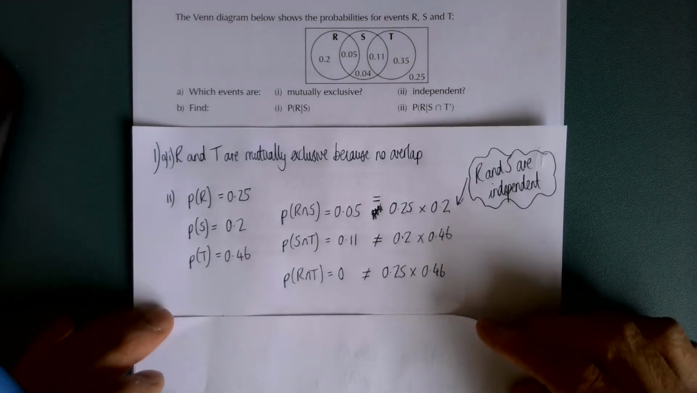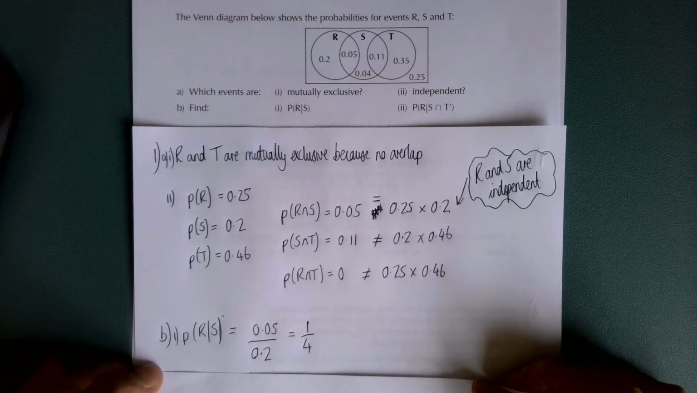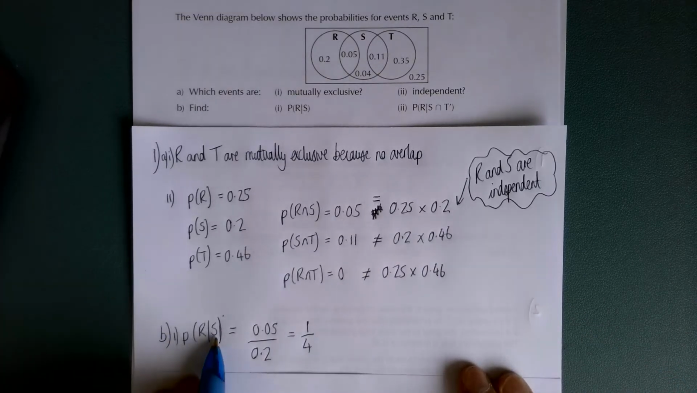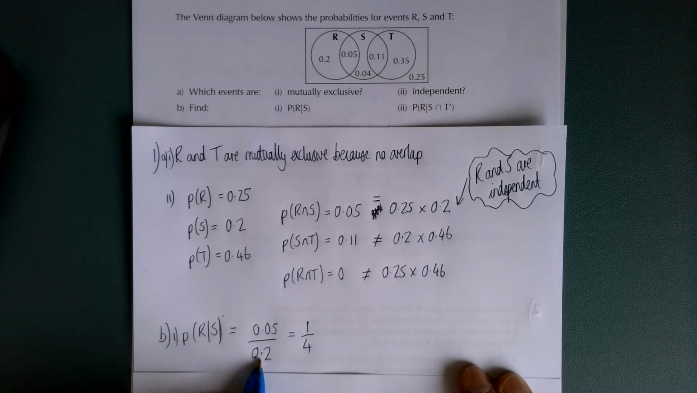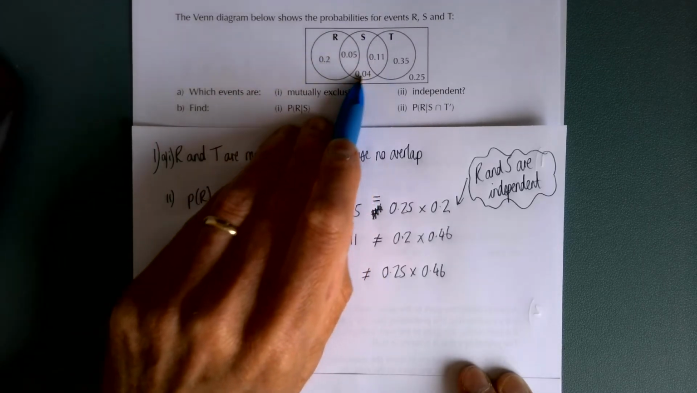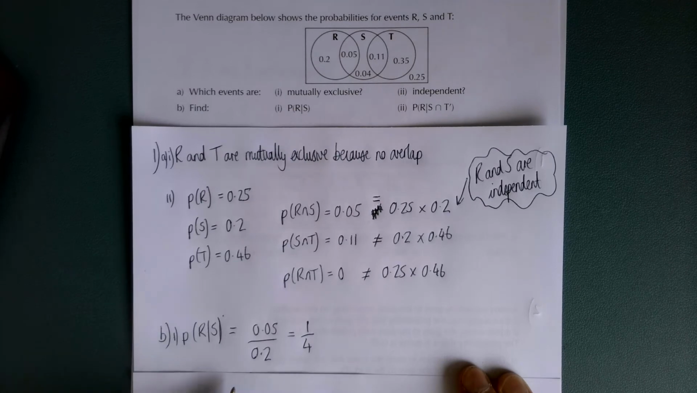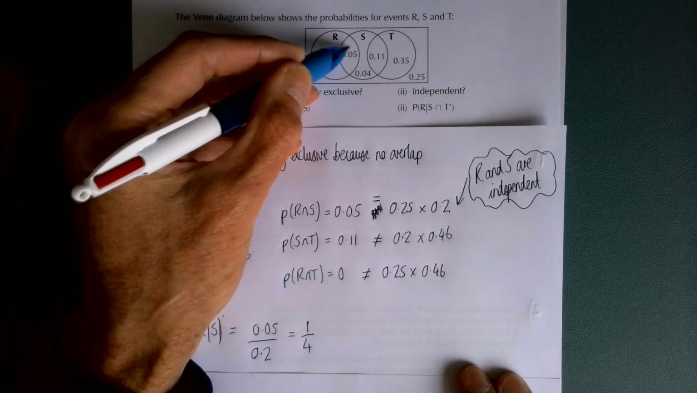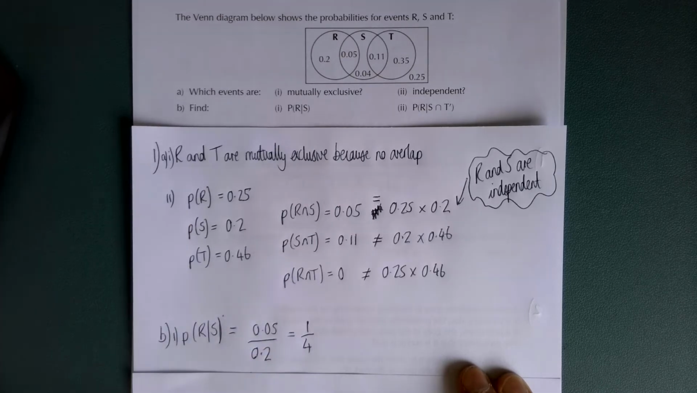We're then asked to find R given S, and I'm going to use my common sense approach. So I'm going to say, right, this is my denominator. What's the probability of S? 0.2. Of that probability, what part of it is down to R? This bit here. 0.05 over 0.2, it's a quarter.